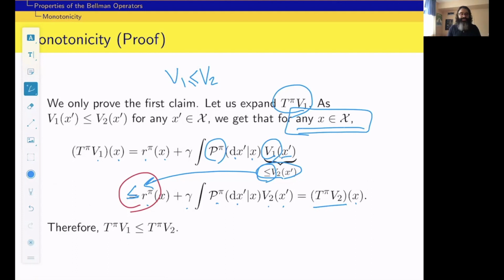So we can prove the same for T star. You will see the proof in the lecture notes that I'm going to post soon. But the proof is essentially the same. Maybe you need one more step in the argument, but essentially the same idea.